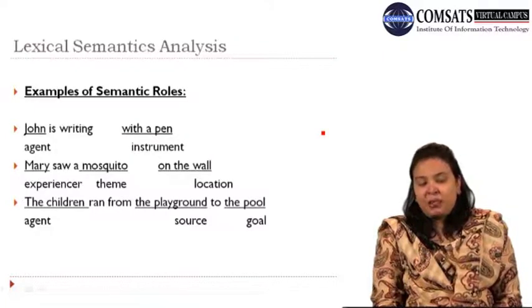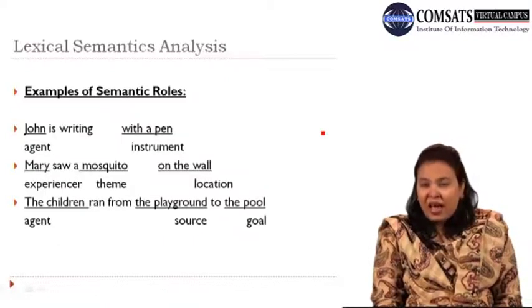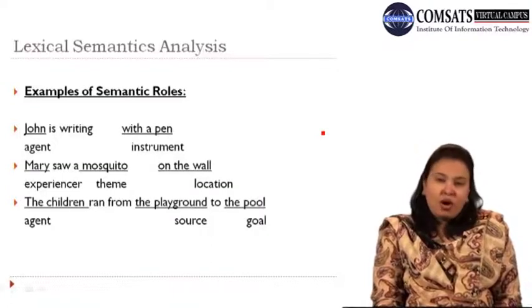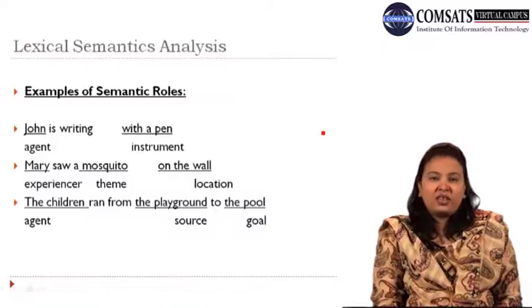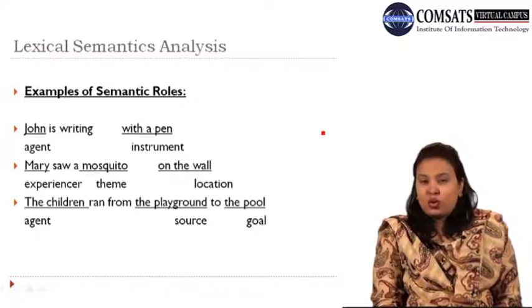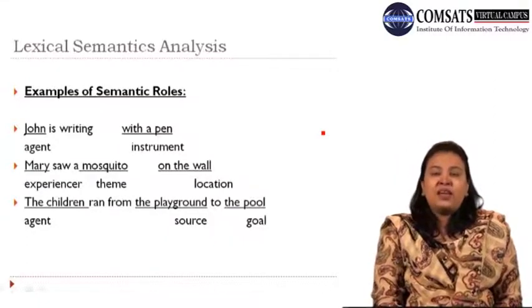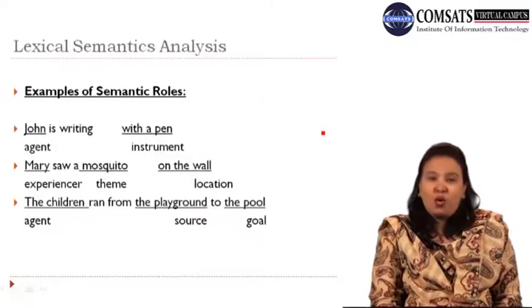Then look at another example. The children ran from the playground to the pool. Now ran is a physical action. So the children would be agent. From the playground to the pool. Now from what place did the action start? What was the source point of the action? The playground. So the playground would not be a location, it would be a source from which the action originated. To the pool. Now to the pool is again not the location, because it is the place where the action is directed towards. So it is goal.